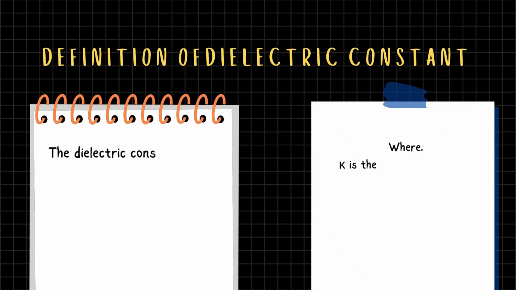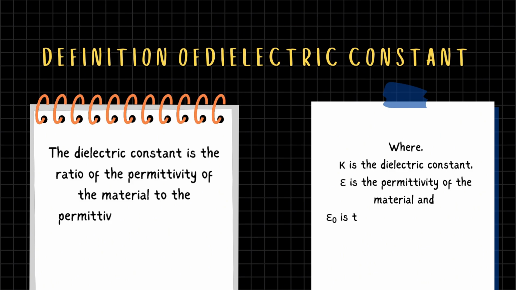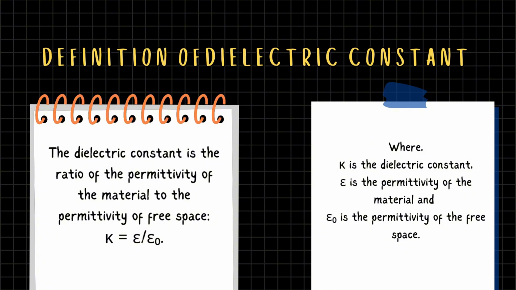The definition of dielectric constant is that it is the ratio of the permittivity of the material to the permittivity of free space. It is represented as K equals epsilon by epsilon naught, where K is the dielectric constant, epsilon is the permittivity of the material, and epsilon naught is the permittivity of free space.